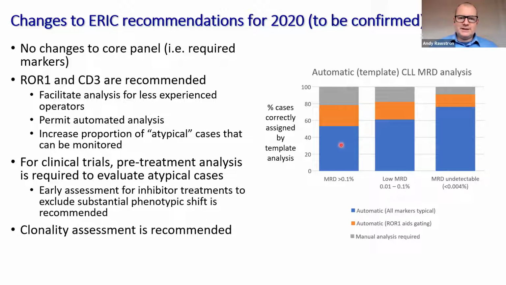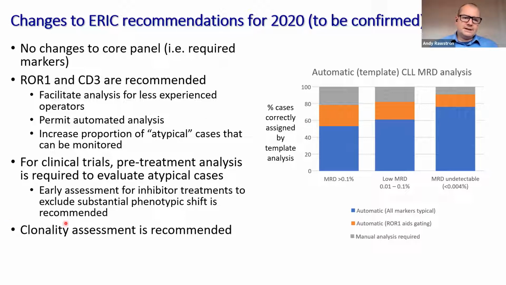And without any manipulation, that will give you the correct results in somewhere between 50 to 60% of cases without ROR1. But if we include ROR1 in the automated gating, that goes up to more like 80 to 90% of cases where we don't then need to manipulate the analysis afterwards.